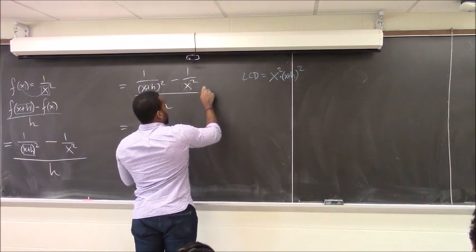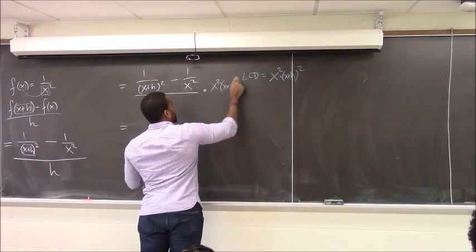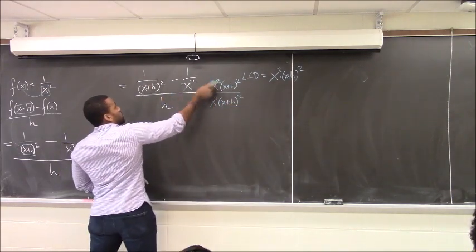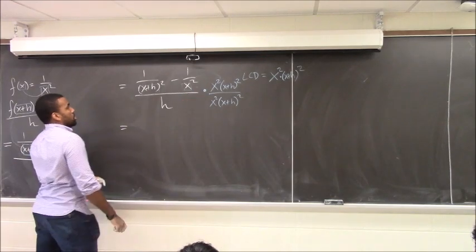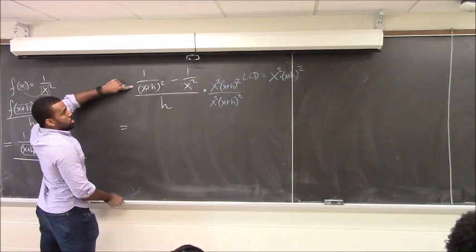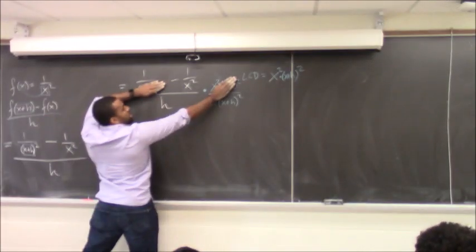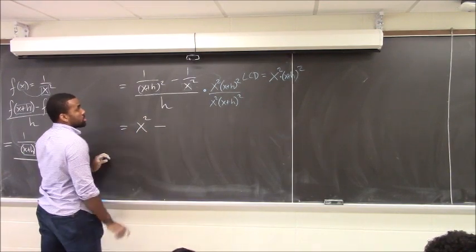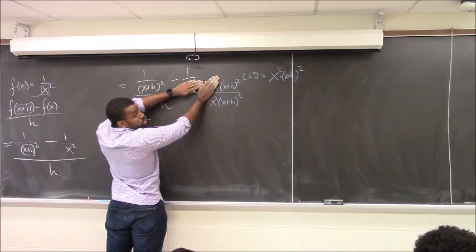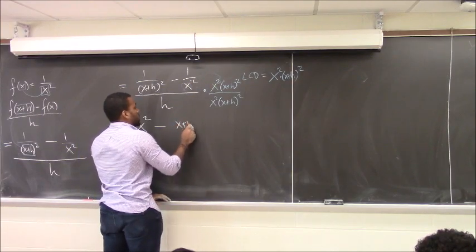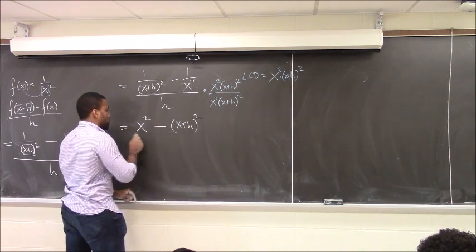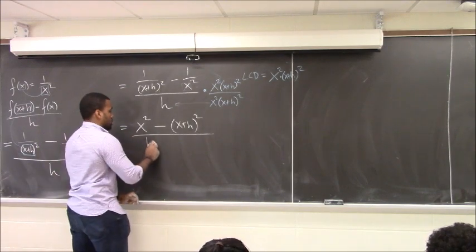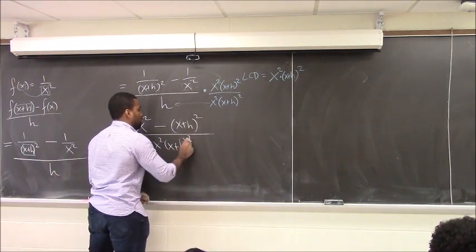So what I'm going to do is multiply this by x squared times x plus h squared over x squared times x plus h squared. And again, distribute it all. So what happens in the first situation? The x plus h squares are going to cancel, and we're going to be left over with an x squared. Minus, in the second instance, the x squares will cancel. Now I'm going to be left over with an x plus h squared. Parentheses, very important here. In the denominator, I'm just going to multiply this across. So we have that.